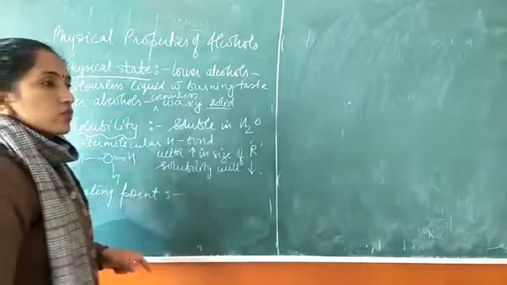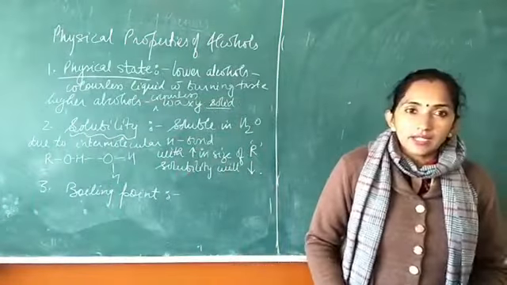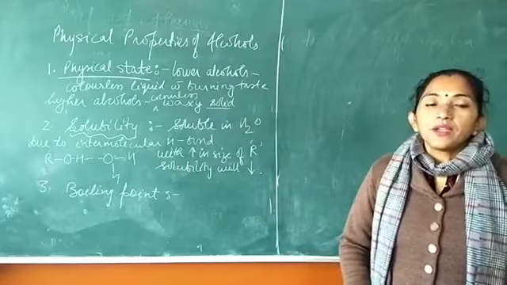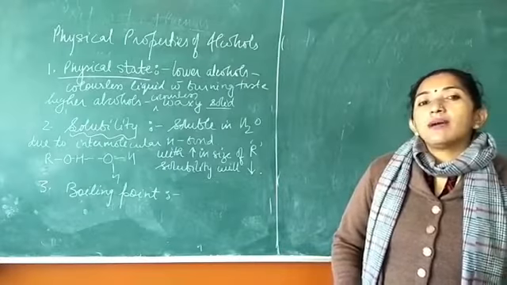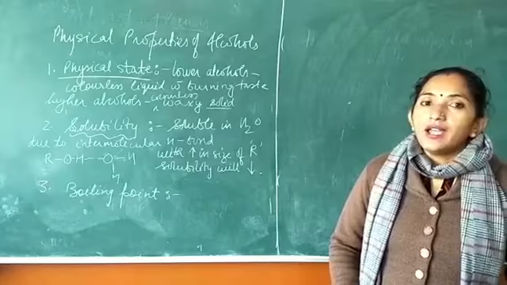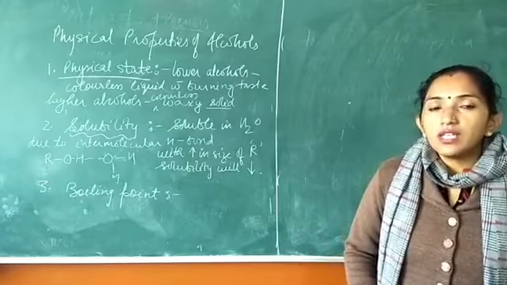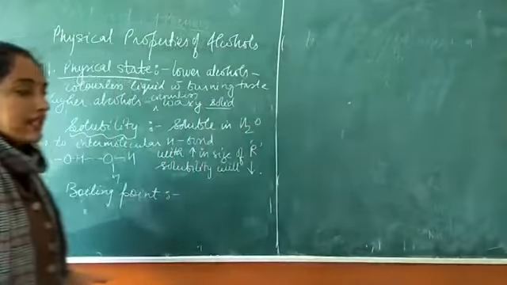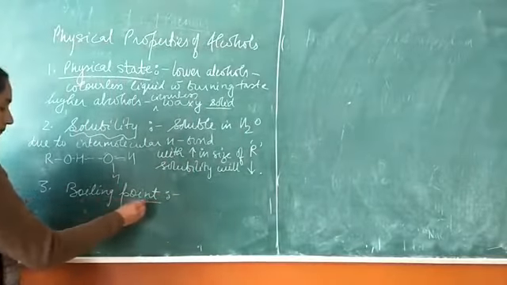Right? So if the alkyl group R increases in size, there will be a decrease in the solubility, or we can say a decrease in the magnitude of the extent of intermolecular hydrogen bonding. Hence the solubility will decrease with increase in the size of the alkyl group in the alcohol. Now next is the boiling point.